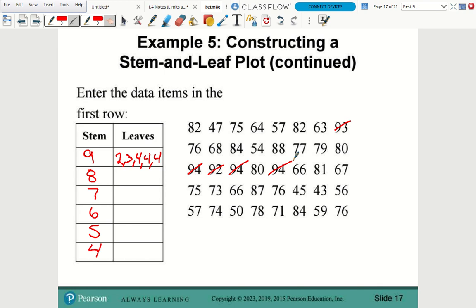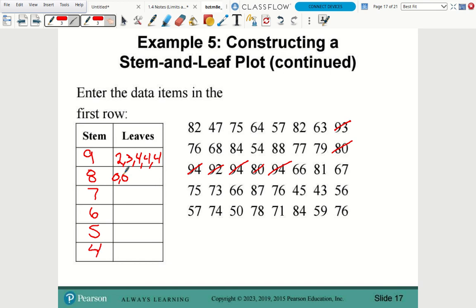So let's go with the 80s. What's my smallest 80? Do I have an 80? Yes, I do have an 80. I have 2 80s. So I'm going to put a 0, and the next one's also another 0. So I got 2 80s.